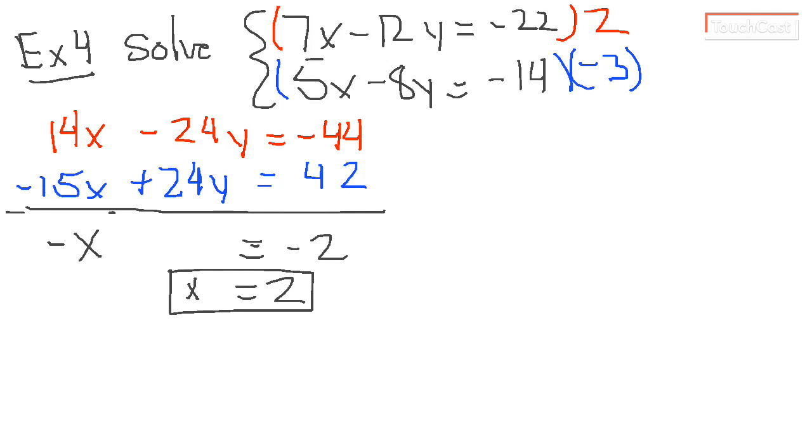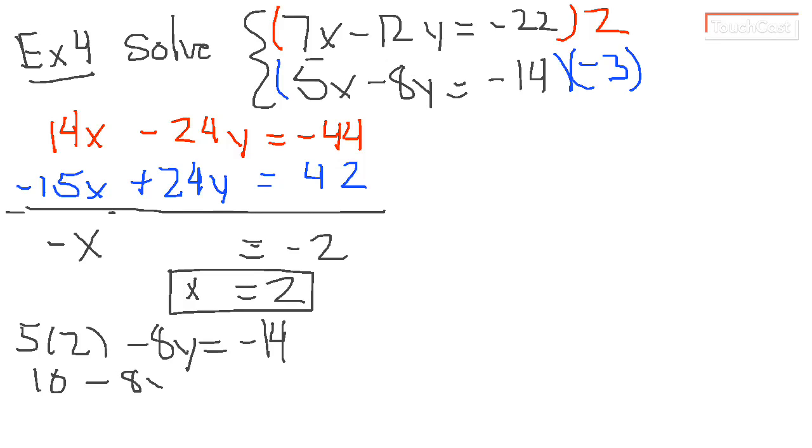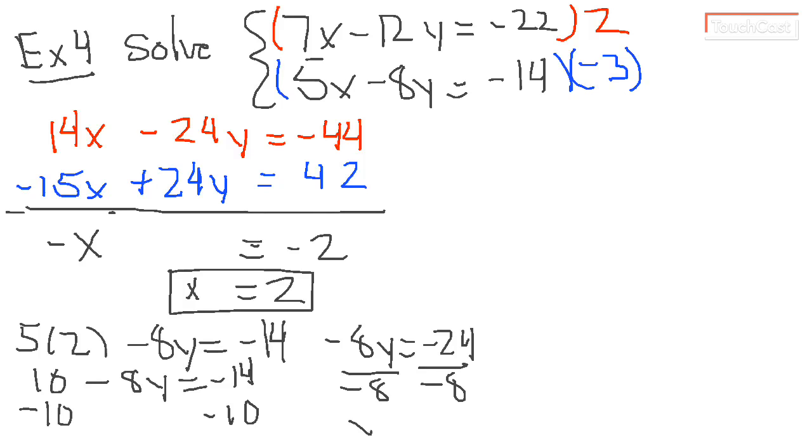So we've got our x term. We're going to take that and plug it into one of our original equations, and it doesn't really matter to me which one you use. I'm going to use the second equation. So I'm going to go 5 times 2 minus 8y is equal to negative 14. Well, 5 times 2, that's 10. 10 minus 8y equals negative 14. Let's subtract 10. So we're going to have negative 8y is equal to negative 24. Then we divide by negative 8. We're going to get y is equal to, well, two negatives when we divide them makes a positive, and 24 divided by 8 is 3.